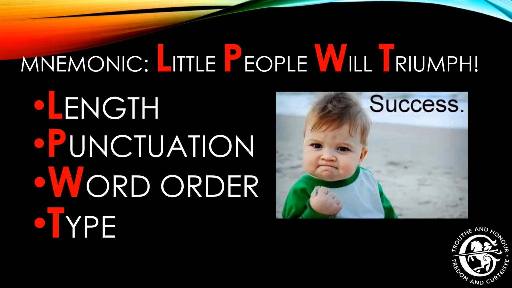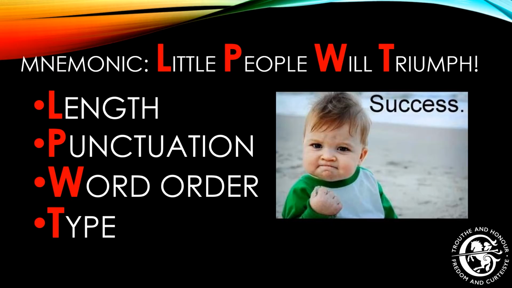So when you're looking at sentence structure, there's an awful lot of different things you could talk about. If you're looking for a reminder, a little mnemonic device to help you remember what are the main aspects of a sentence you might want to look at, you could use this one. Little people will triumph, which means you're going to look at length, punctuation, word order, and type. So is the sentence particularly long or particularly short? Is there any interesting punctuation? Semicolons, colons, exclamation marks, ellipses, that kind of thing. Is the word order interesting?